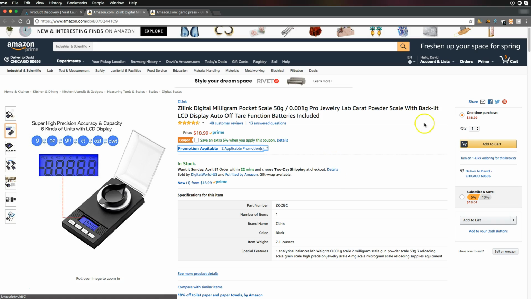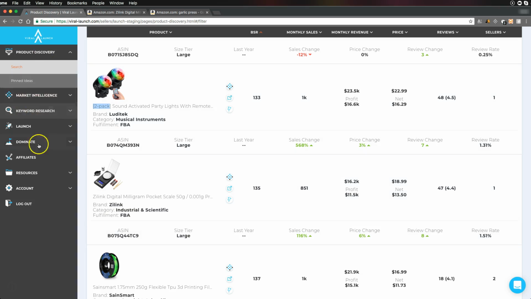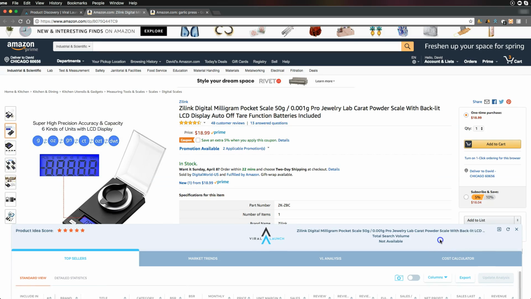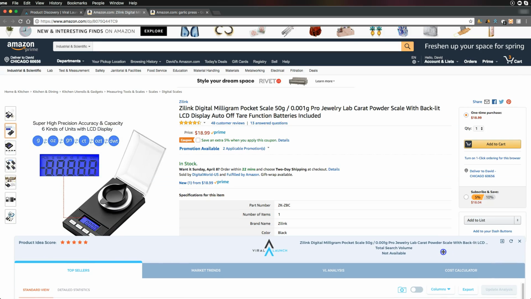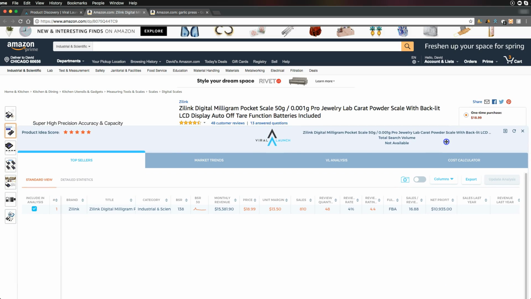Let's analyze this listing. And here's a Chrome extension that once you sign up to Viral Launch, you're going to get, called Market Intelligence. And there's the web app, and then of course we have the Chrome app, right? We have the extension right here on Chrome. And as you can see here, guys, this little scale right here that's going for $18.99 has 48 reviews.